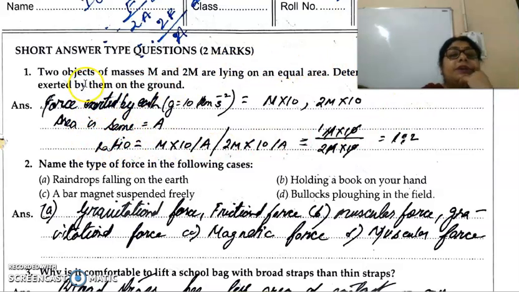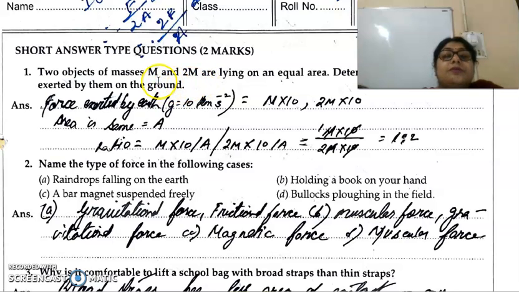Here you are asked: two objects of masses m and 2m are lying on an equal area. Determine the ratio of pressure exerted by them on the ground. So for both the cases you need to find the pressure. This question gives something different, which is not given in your book. There is acceleration due to gravity, and the value is approximately taken to be 10 meter per second square. So here the two objects, the masses are given as m and 2m.